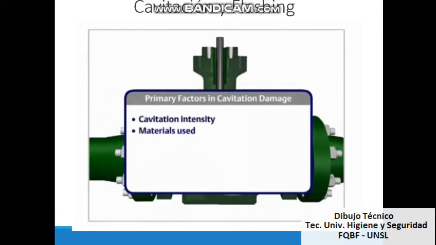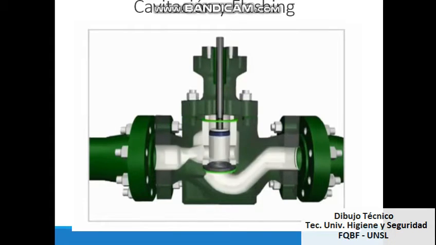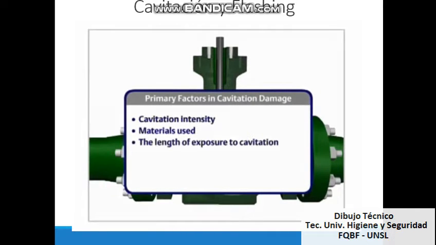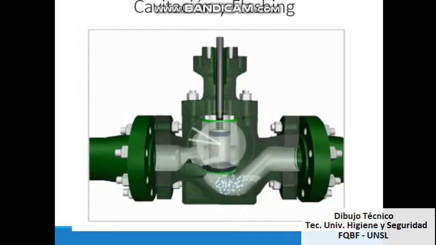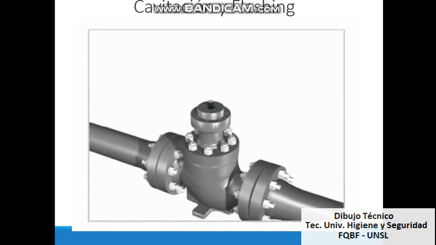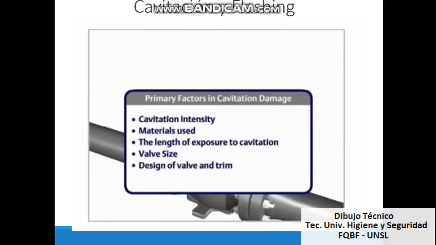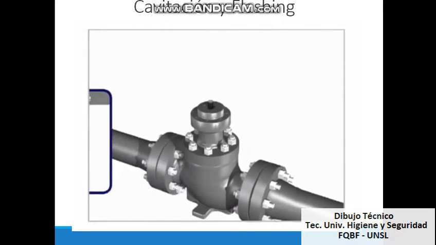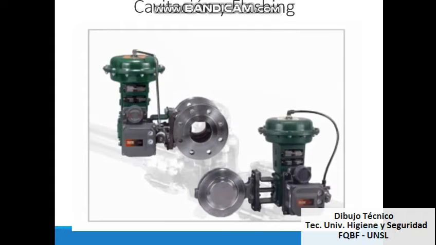The materials used in the construction of the area where the cavitation occurs. Hardened materials reduce damage. The length of exposure to cavitation. The more frequently that cavitation occurs in an area, the more likely it is to sustain damage. Valve size. Increasing the valve size tends to make the effects of cavitation worse. The design of the valve and trim in the area of cavitation. High recovery ball and butterfly valves are more susceptible to cavitation damage.